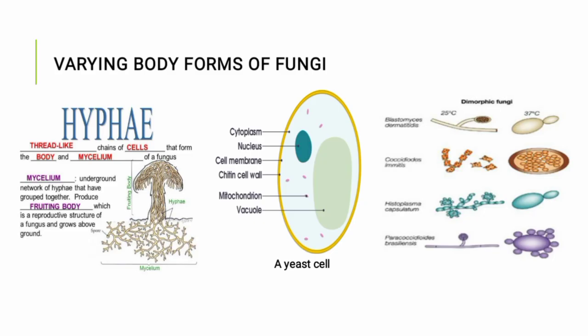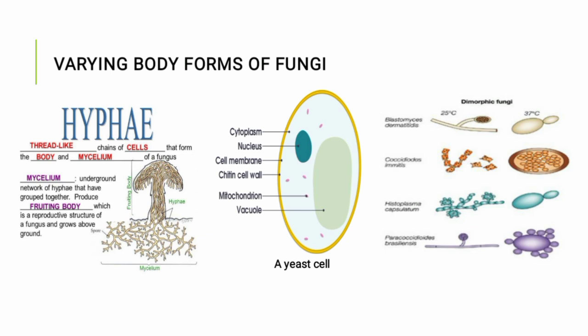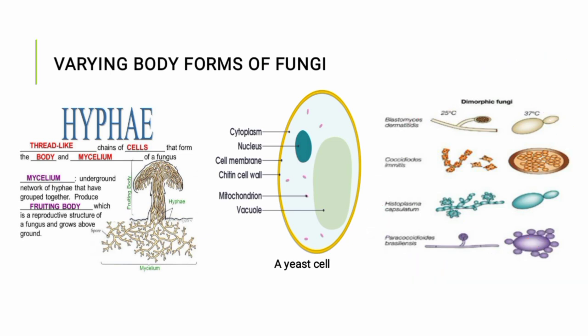And so this is basically your hyphae. It is a thread-like chain of cells, and the hyphae come together to form the mycelium. Then you should also know that the mushroom itself is a fruiting body. And then the picture also shows a yeast cell, and you can see the nucleus showing that it is eukaryotic. And the next image is showing the dimorphic fungi.